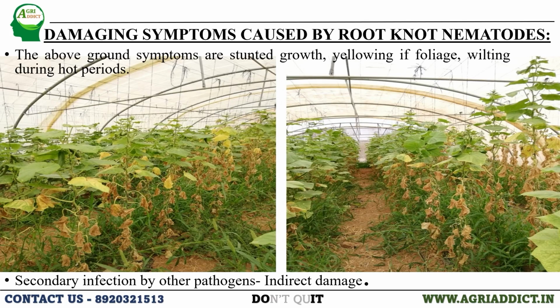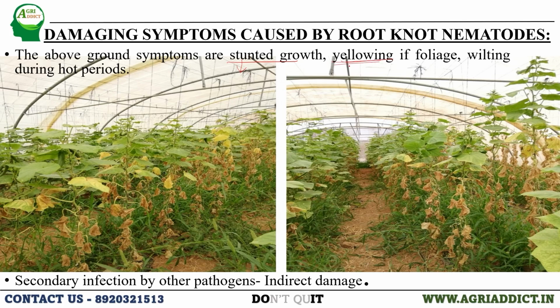Now let us know some of the damaging symptoms caused by the root knot nematodes. There are below ground symptoms and above ground symptoms. In above ground symptoms, stunted growth, yellowing, and wilting are shown by root knot nematode infested plants. Why stunted growth? As the vascular system is disrupted by the root knot nematodes, the plant is unable to grow in vigor or grow as normal.